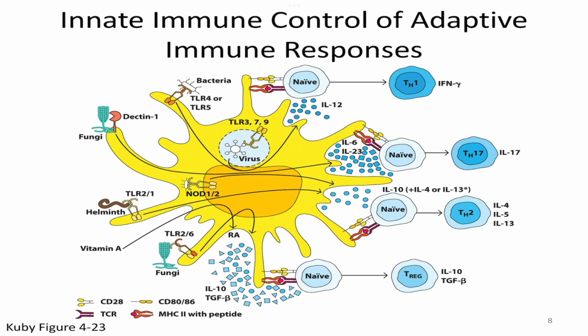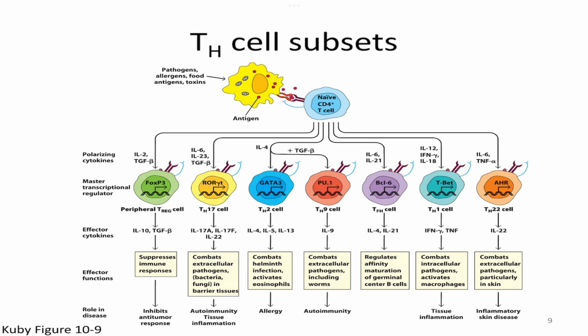And as I mentioned before, the polarizing cytokines that are helping our different helper T cells differentiate into their different directions are all coming from individual innate immune cells. And so this is all a big aspect of innate control of adaptive responses.